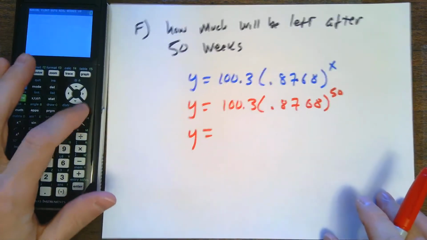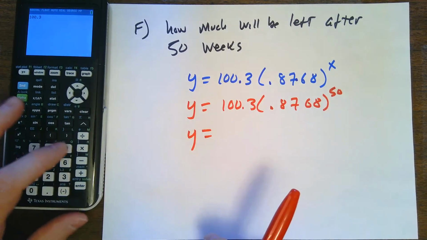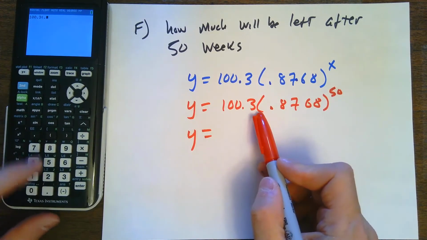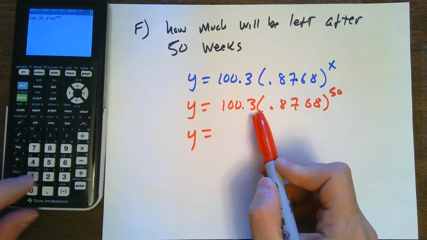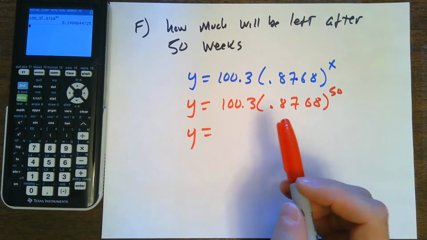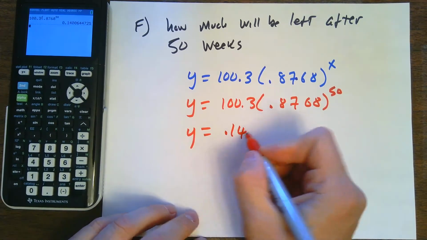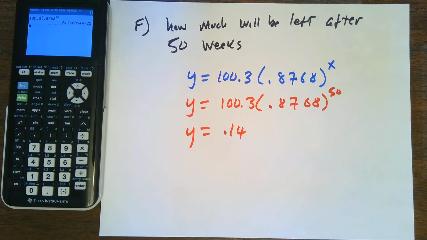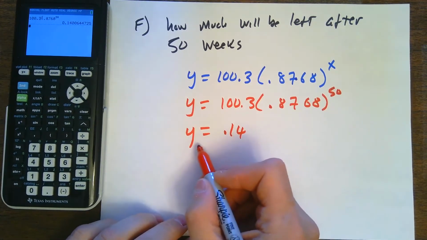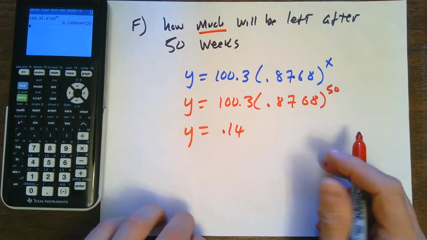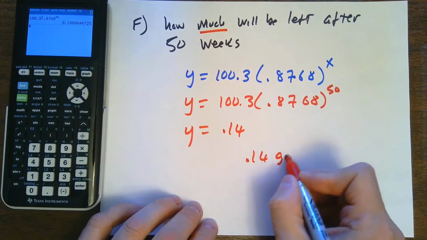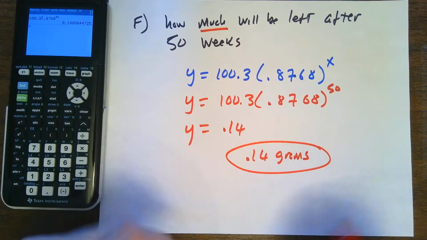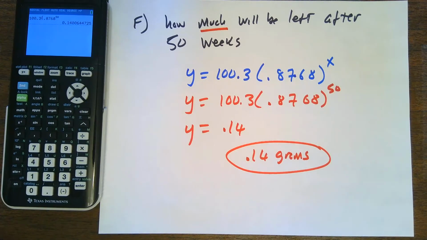Calculator time. 100.3 times 0.8768 to the power of 50. And it looks like 0.14. All right, well, what does that mean? What are my units here? Well, how are we measuring how much? By grams. So my final answer is going to be 0.14 grams. After 50 weeks, there's only going to be 0.14 grams left.